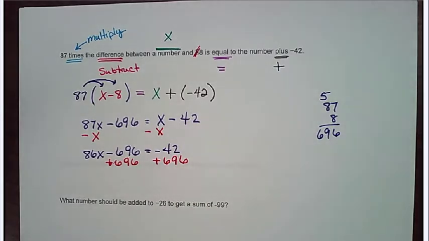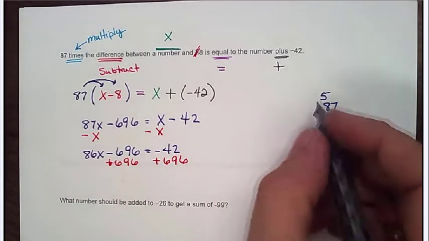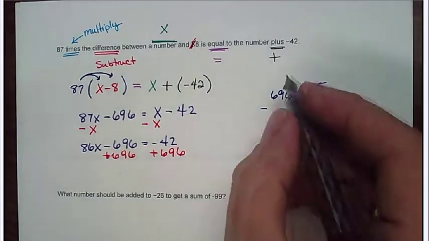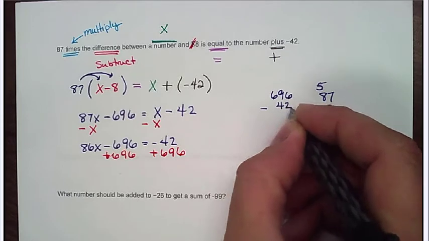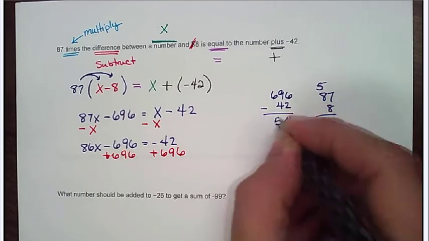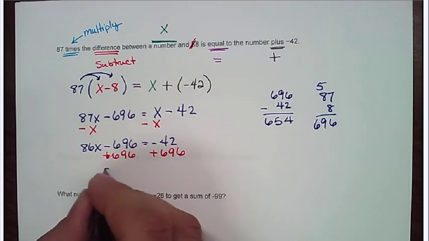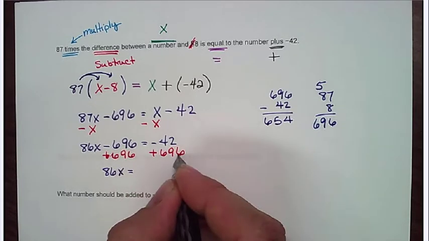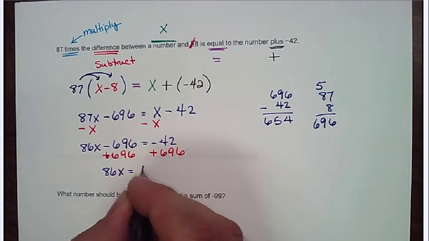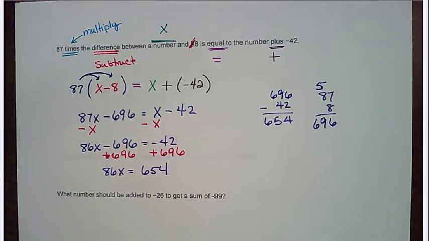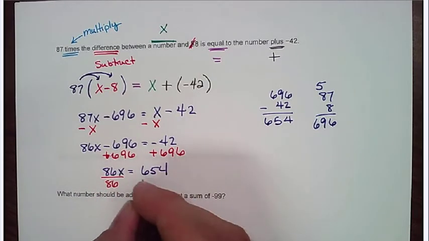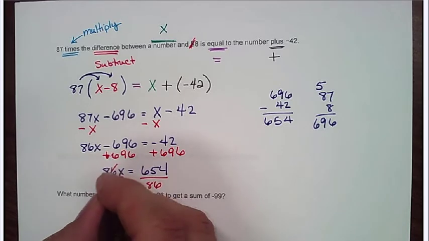And again, I'm not running with a calculator, but you could. So this is just 696 minus 42. So this is going to be 4. This is 654. That's going to be 86x is equal to, my bigger number is positive, so my answer is going to be positive. It's going to be 654. And then, in order to solve this, I have to divide. So I'm going to divide by 86, which is going to cause me to cancel.